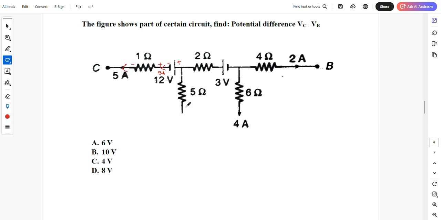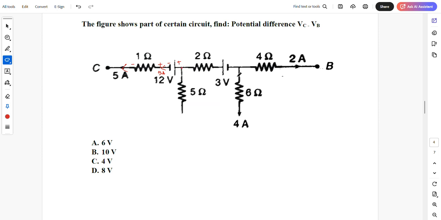Okay, here they are not given anything. And here 4 amperes of current is flowing downwards, 2 amperes of current is flowing this side. Understood? Therefore, how many amperes of current should come here? It is 5, right? 5 amperes of current is flowing, right?